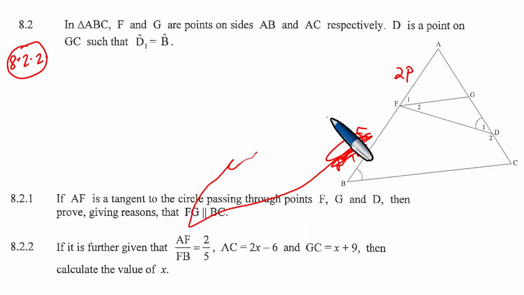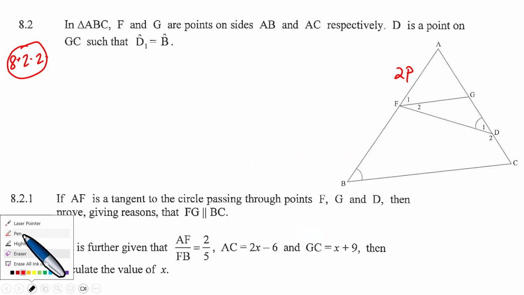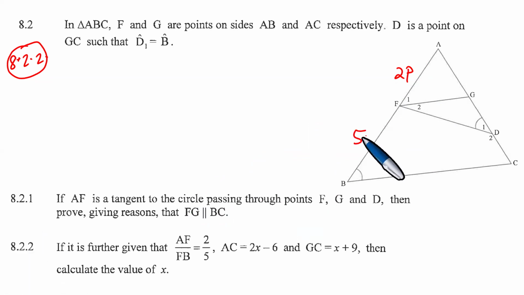Right, so you continue quickly. Which means it's 2P over 5P. So now, AF over FB is 2P over 5P. You can just put a letter here like this, so that you have that ratio there.